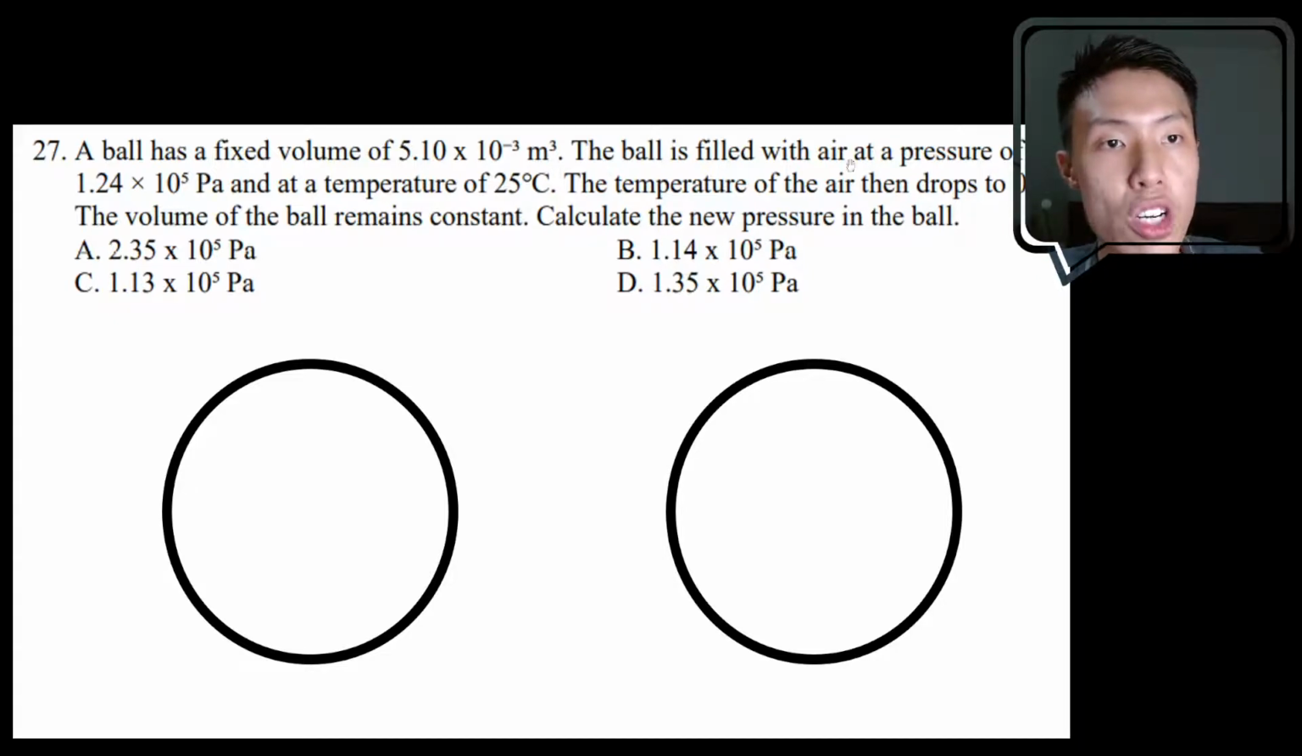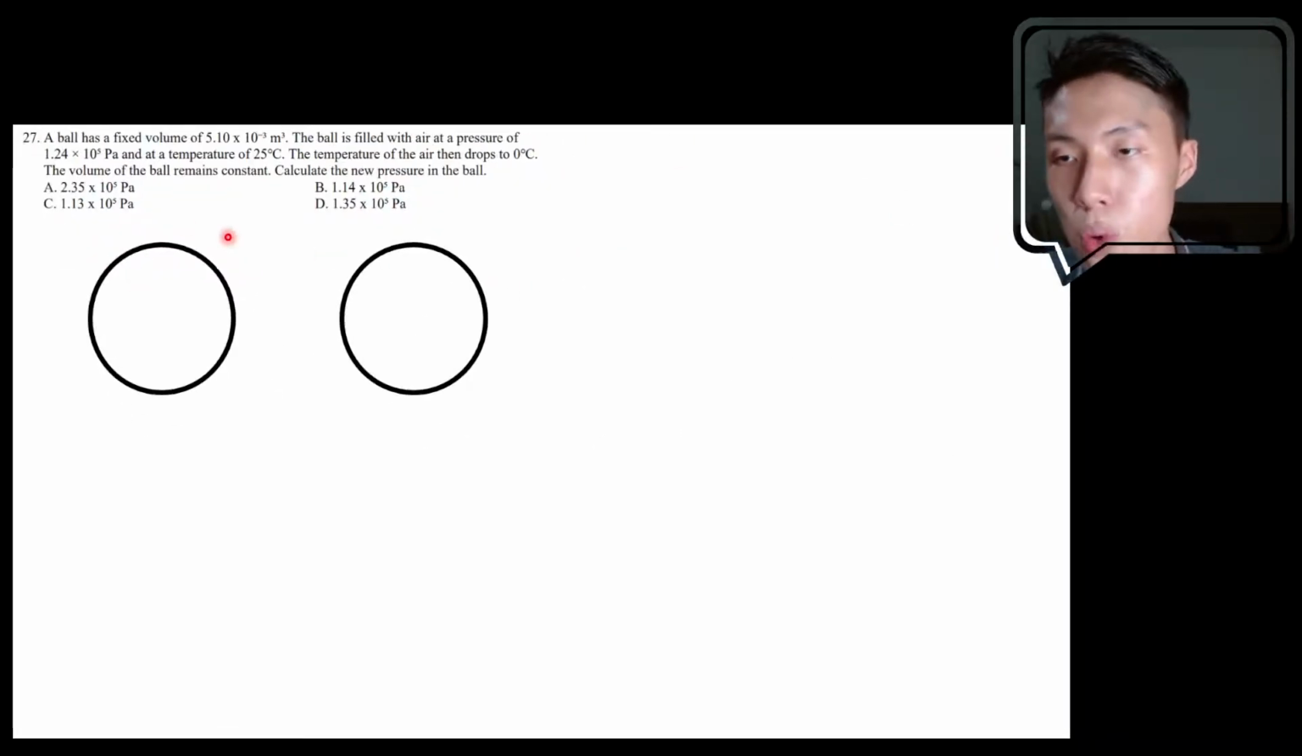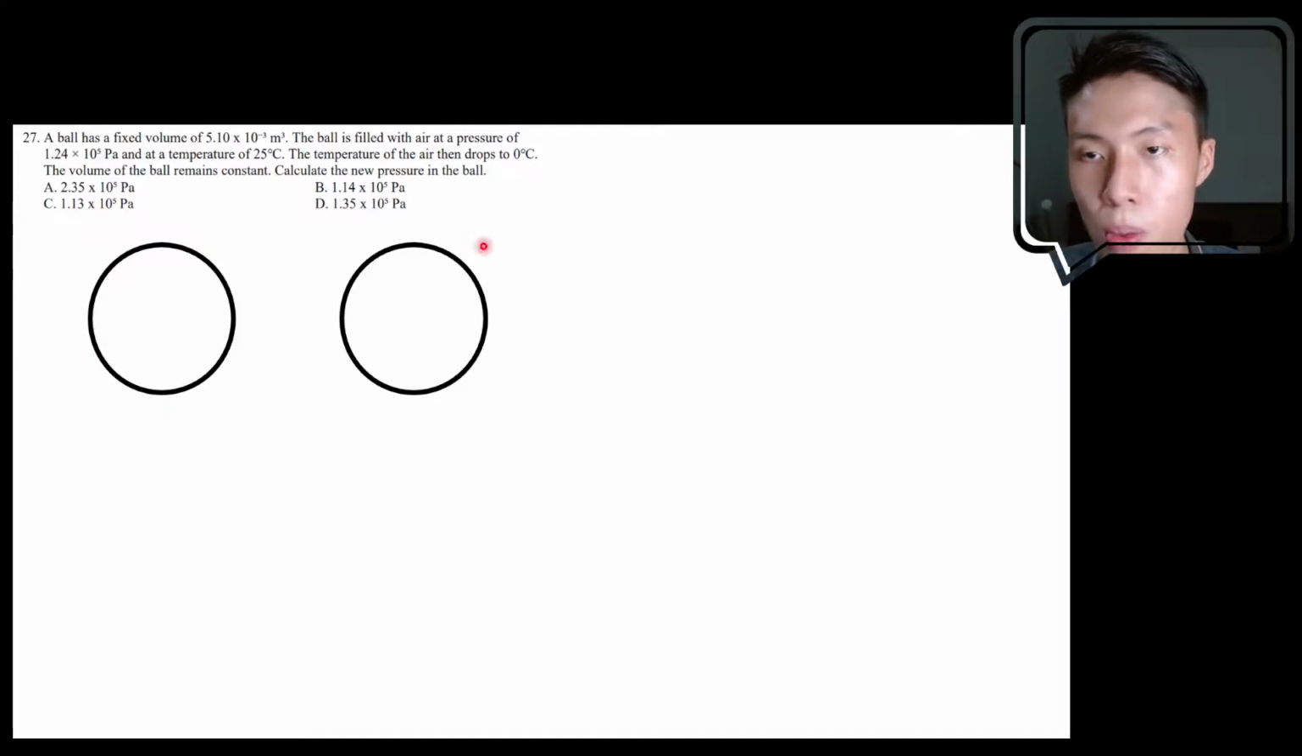Okay, the temperature of the air then drops to 0 degrees Celsius and the volume of the ball remains constant, because it has a fixed volume. Now they ask you to calculate the new pressure in the ball. So we have two balls here. They are not actually different balls, they are just the ball in the initial situation and the final situation.